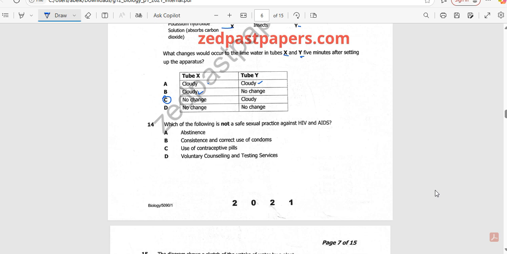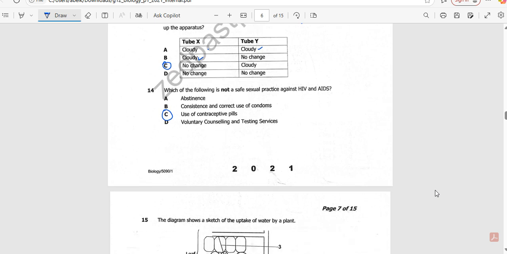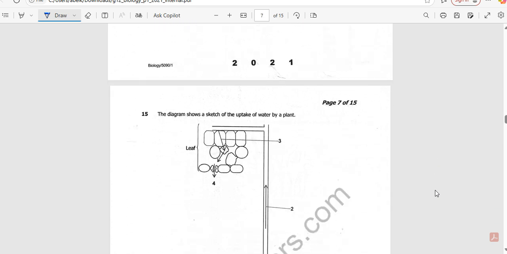We have abstinence, then consistency and correct use of condoms, the use of contraceptive pills, voluntary counseling, and testing. So not a safe one is talking about contraceptive pills, those which are familiar with the pregnancy issue.